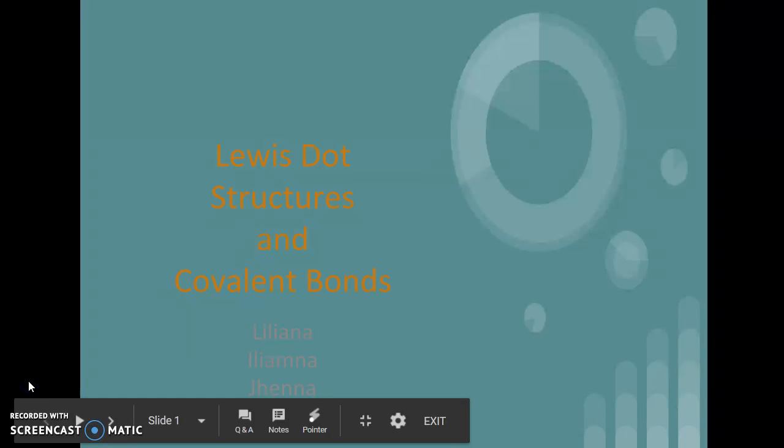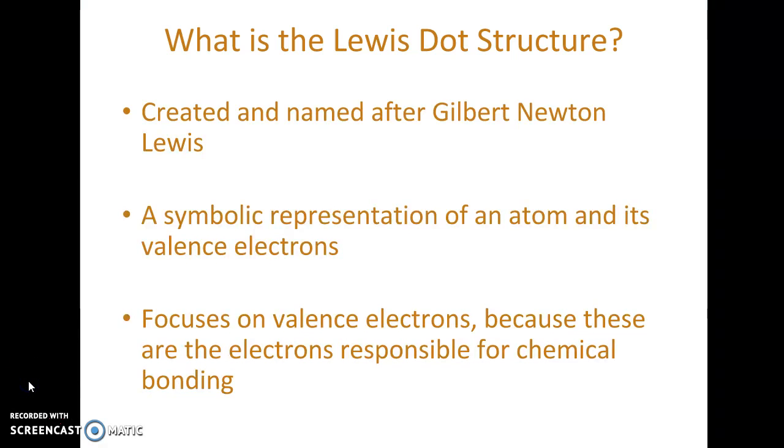Lewis dot structures and covalent bonds. What is the Lewis dot structure? The Lewis dot structure was named after Gilbert Newton Lewis. They are a symbolic representation of atoms and their valence electrons. As you remember, the valence electrons are located at the valence shell, the outermost shell.